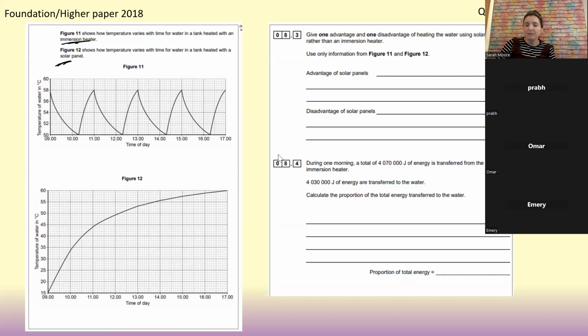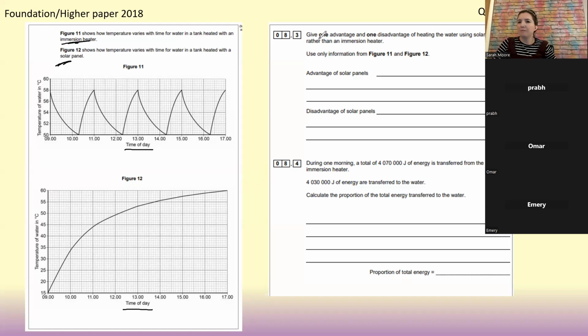Again, spend time familiarizing yourself with what the charts are showing you. We've got time along the x-axis and temperature of water up the side. The immersion heater seemed to have a sharp dip in temperature of water, but a rapid increase, whereas with the solar panel we have a steady increase in temperature slowly throughout the day. So I'm now familiar with what's going on in the figures, and I'll have a look at what the questions are asking me.